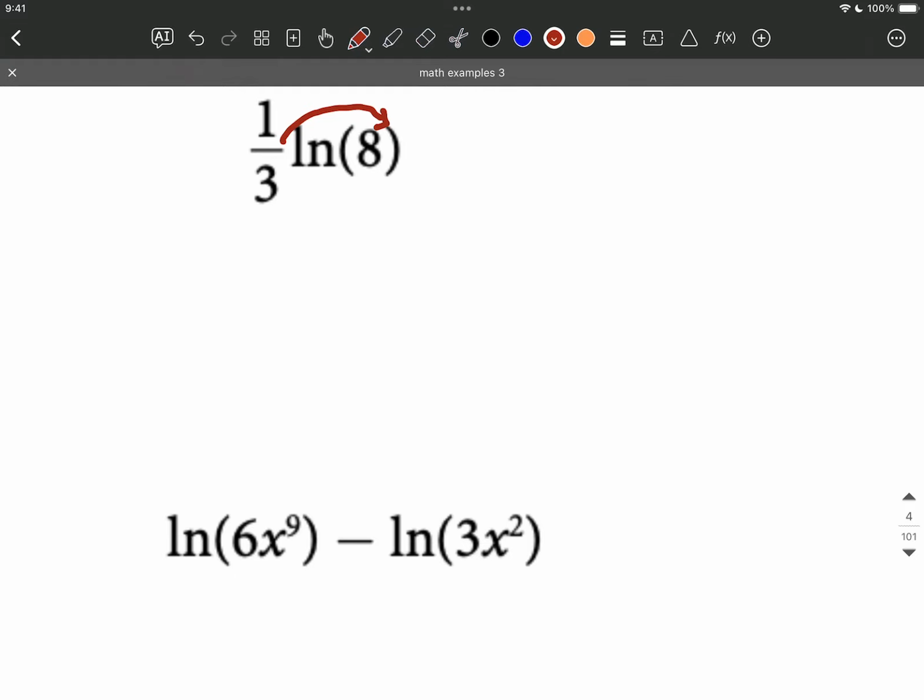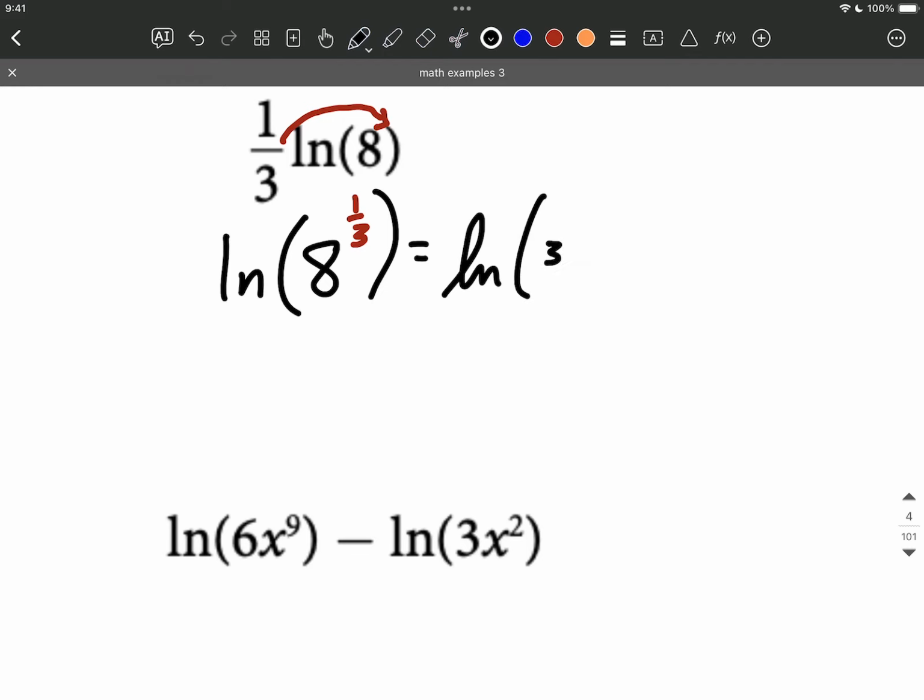You may recall that this means the same thing as natural log of the cube root of 8. That 1/3 power expressed as a radical will be 1 as an exponent and 3 as the index on the radical. So a little bit of reducing down here, the cube root of 8 works out to be 2. So that's going to be our solution.